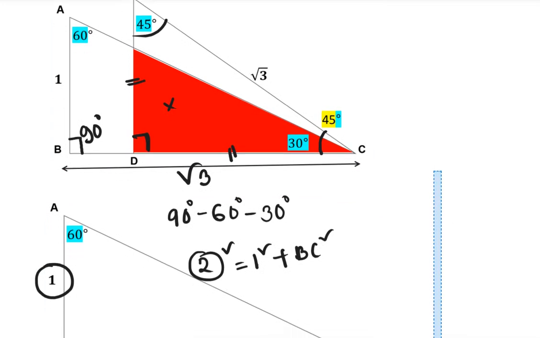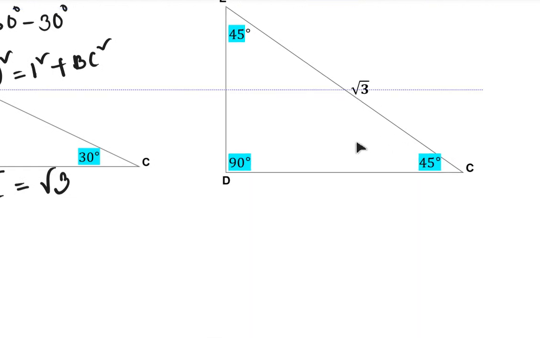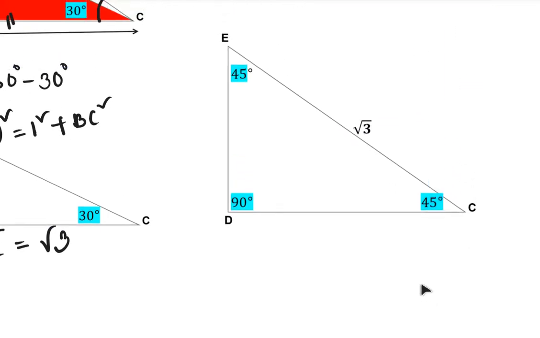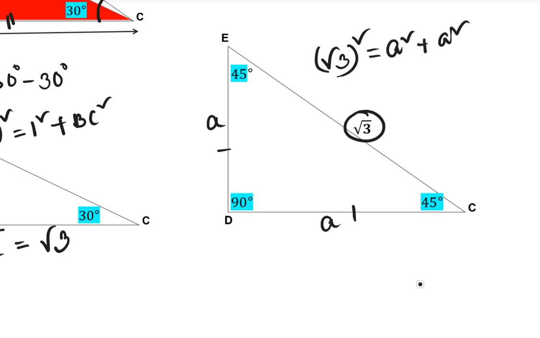Now it's time to take the DEC triangle. So this one is an isosceles triangle. Let's say this is A and this is A as well, because these two lengths are equal, and the hypotenuse is given square root of 3. Indeed, we could write down by the Pythagoras theorem, hypotenuse square is equal to A square plus A square, or we could write down 2A square is equal to 3.